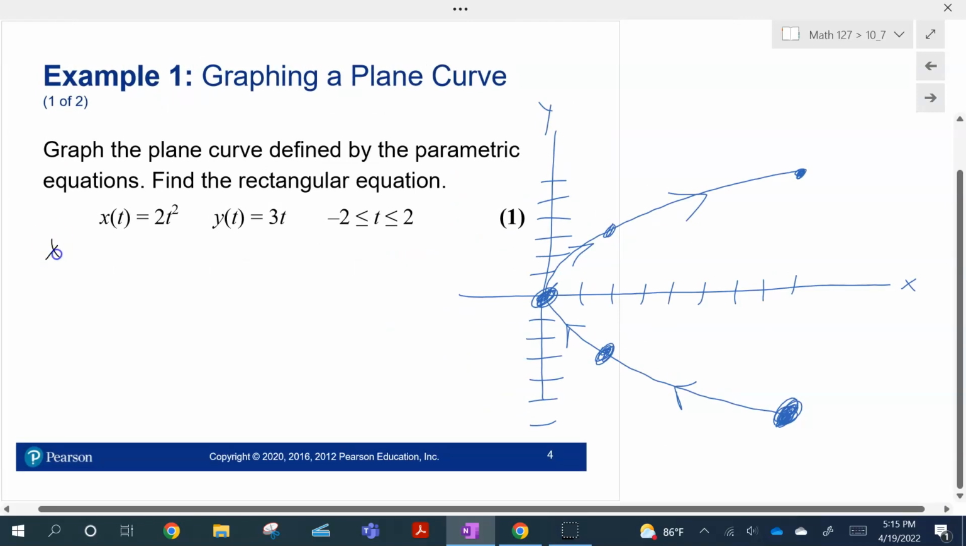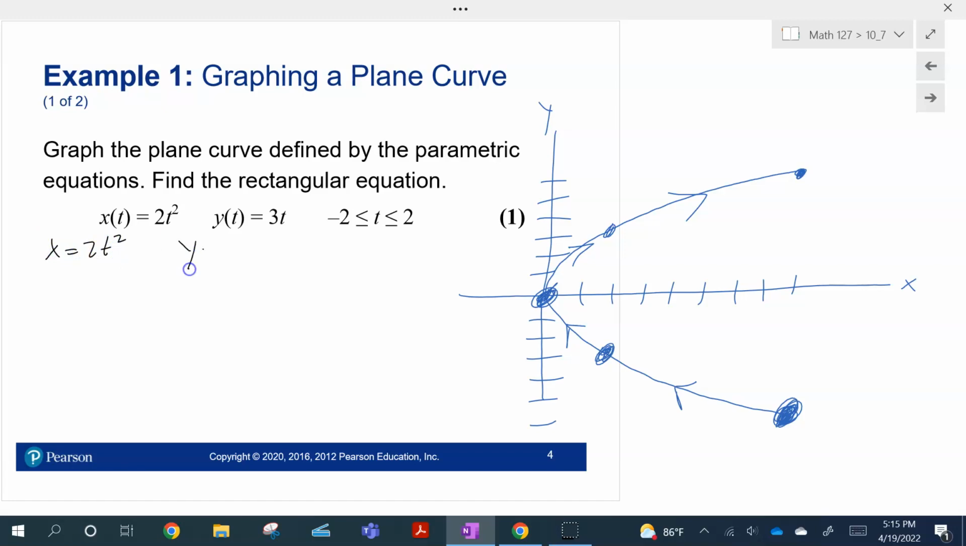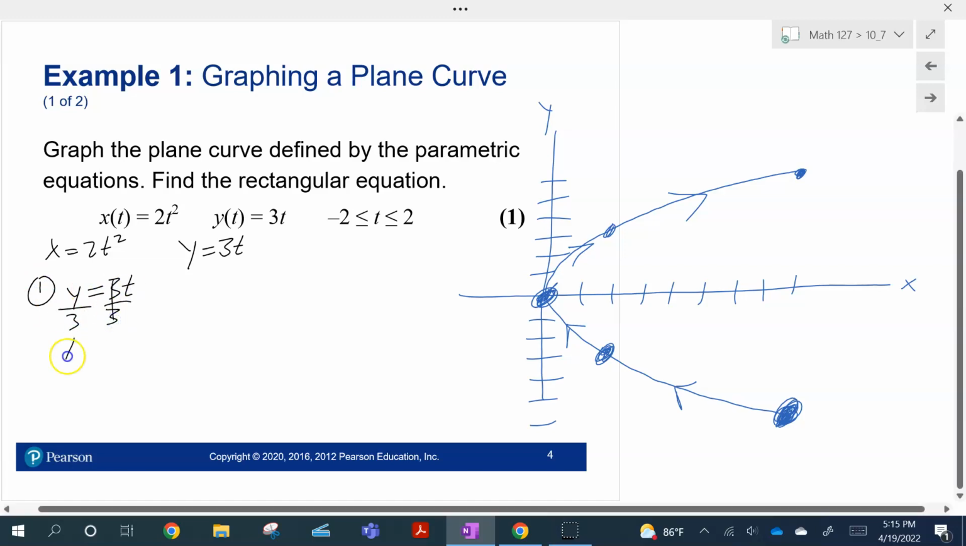Okay, so again, notice we have x equals 2t squared, and we also have y equals 3t. So what I'm going to do is pick one of them and solve for t. Number one, solve for t. I'm going to take y equals 3t, because that t looks real easy to solve for. So t equals y over 3.